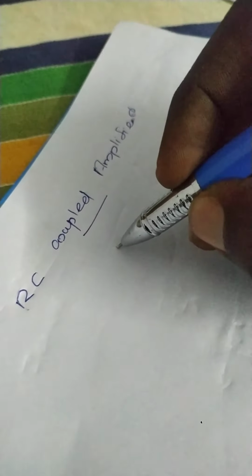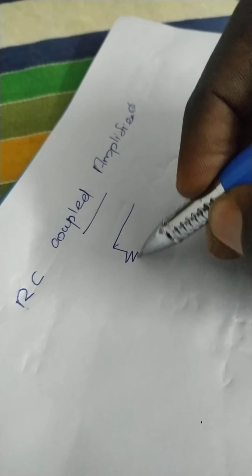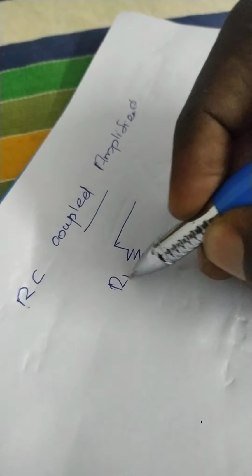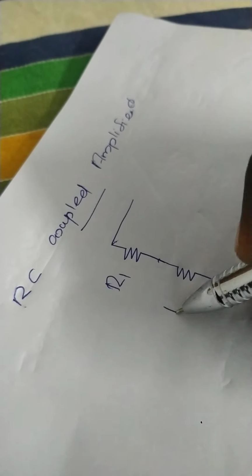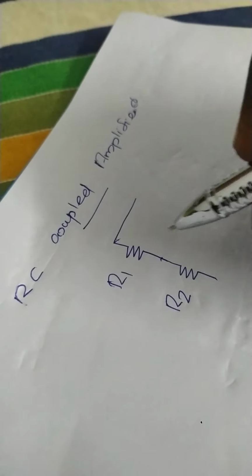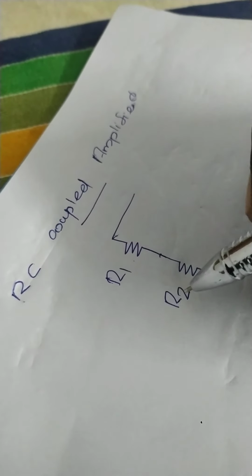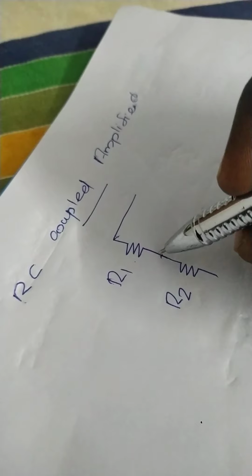In a voltage divider circuit, we use R1 and R2. Using R1 and R2, we properly distribute the DC voltage to the input side and output side. So in an RC coupled amplifier, first we have to bias the transistor. For that we use the voltage divider biasing circuit. I think you remember the circuit, mainly R1 and R2. This is the potential divider circuit.